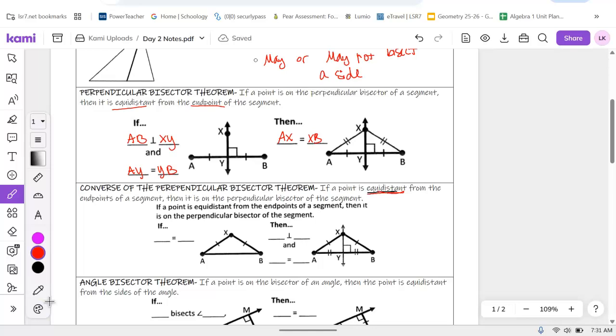Now, the converse of the perpendicular bisector theorem is if a point is equidistant from the endpoints of a segment, then it is a perpendicular bisector of the segment. So, if AX equals XB, and remember this here is an isosceles triangle, then XY is perpendicular to AB, and AY is equal to YB.